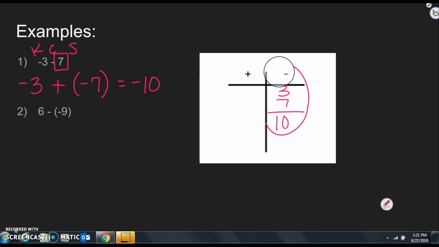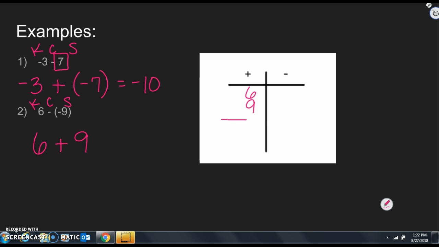Let's look at number 2. We're going to keep 6 as it is. We're going to change subtraction to addition, and we switch the sign of the second number. The opposite of negative 9 is positive 9. Here we have positive 6 plus positive 9. They're on the same side, so we add. 6 plus 9 is 15. And since it's in the positive column, our answer would equal positive 15.